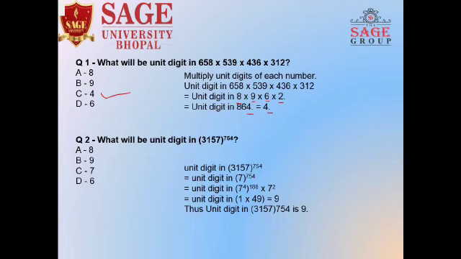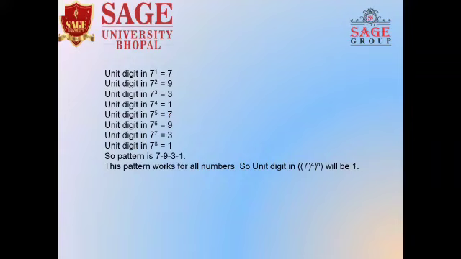Before starting this question, I would like to show some things. Please see, the unit digit in 7 raised to power 1 is equal to 7. The unit digit in 7 raised to power 2 is equal to 9. In 7 raised to power 3 it is 3. In 7 raised to power 4 it is 1. In 7 raised to power 5 it is 7. In 7 raised to power 6 it is 9. In 7 raised to power 7 it is 3. In 7 raised to power 8 it is 1.